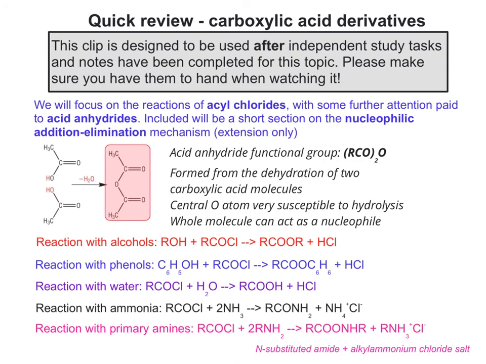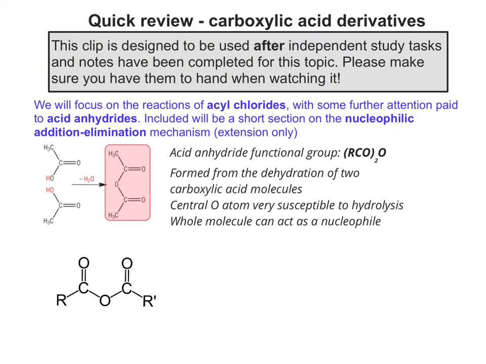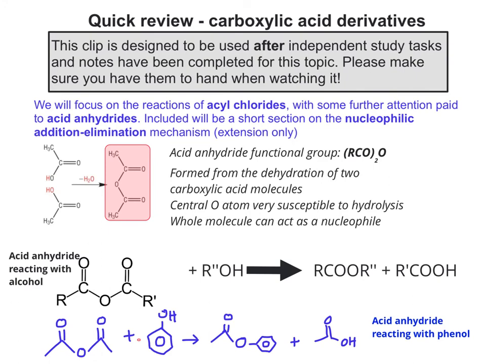But it's important to remember too that instead of HCl as a toxic or potentially toxic byproduct, a carboxylic acid, based on the acid anhydride, is actually made. So this is another reason that sometimes acid anhydrides are preferred. So for example, if you react an acid anhydride with an alcohol, you get a carboxylic acid and an ester. And here's the equivalent for the reaction of an acid anhydride with phenol.